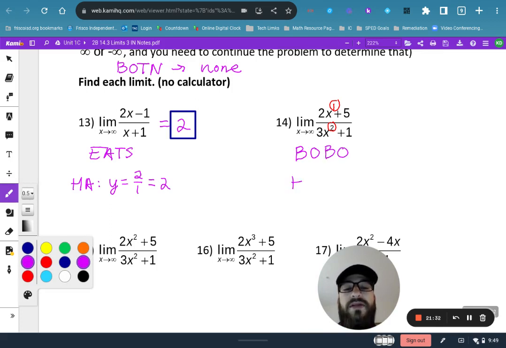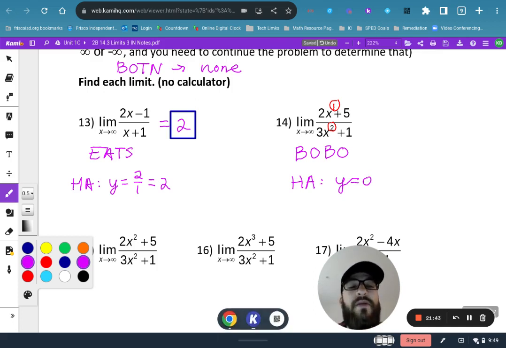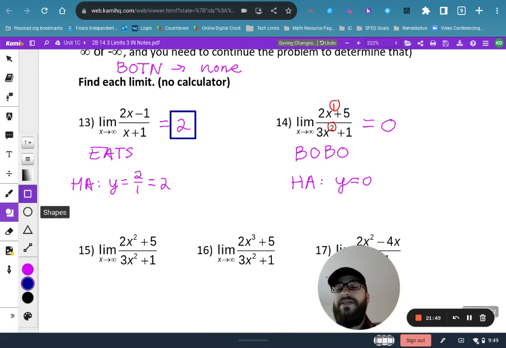Which means our horizontal asymptote is y is equal to 0. Okay, and if my horizontal asymptote is y is equal to 0, then my overall answer is y is equal to 0. Nothing crazy. Easy as that.